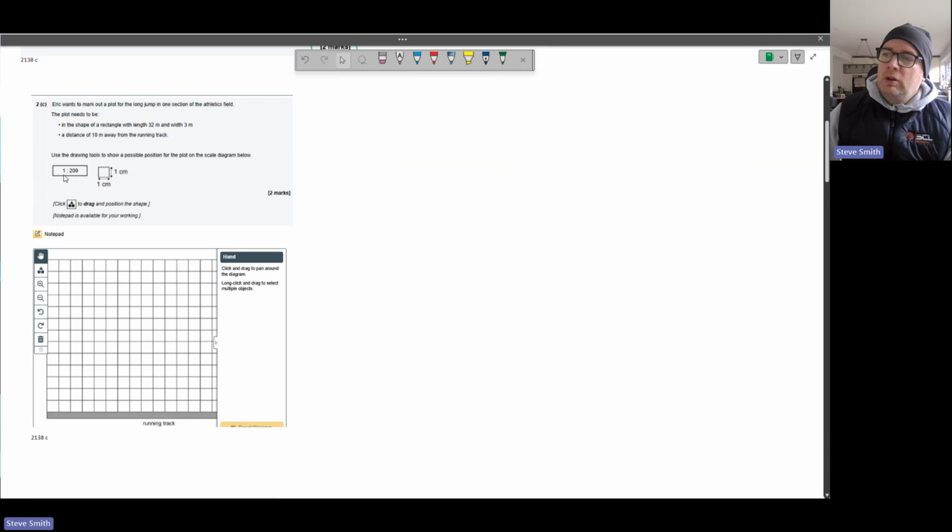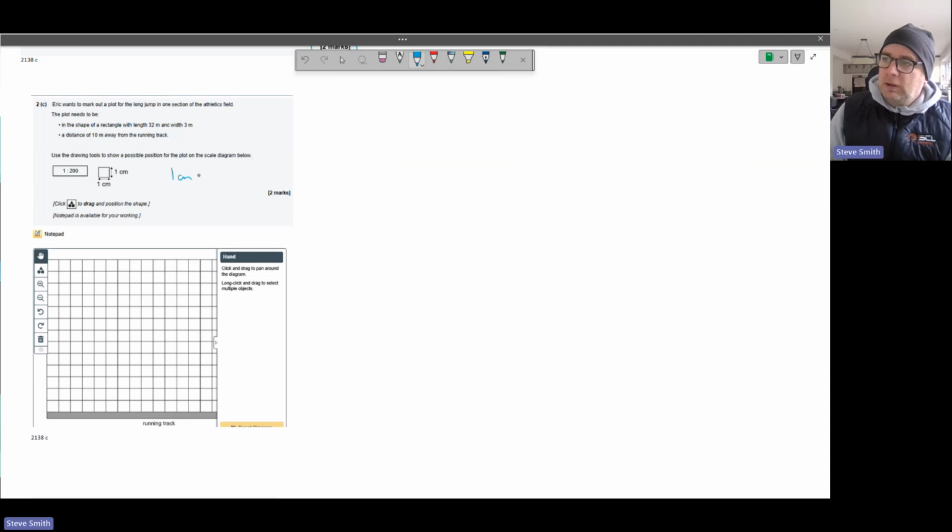It says here that 1 centimeter equals 200 centimeters. So in other words, 1 centimeter is the same as 2 meters. So 1 square is 2 meters. So first thing I would do here is look at that one there, 10 meters away from my running track. If I put 10 here, I can see that that number's 5 times bigger. So this one needs to be 5 times bigger. We've just used direct proportion. So 5 centimeters, 1, 2, 3, 4, 5.